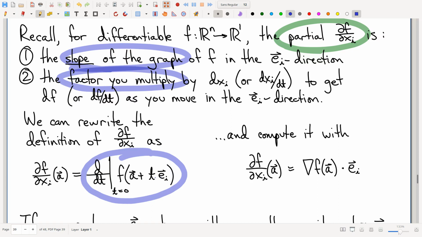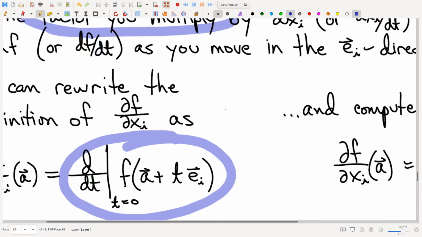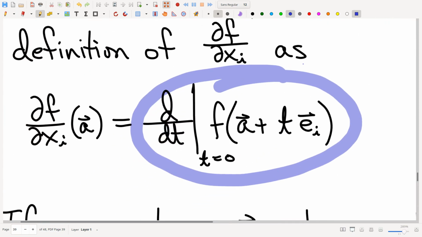Let's see here if I can. Why won't it let me pinch? There we go. Okay, let's talk about this expression right here.